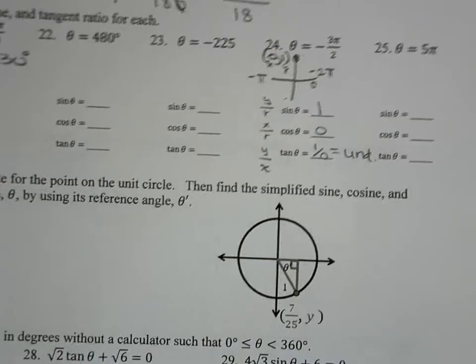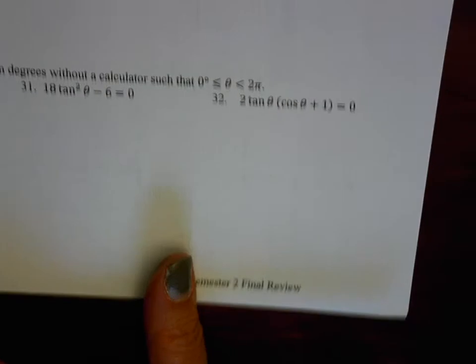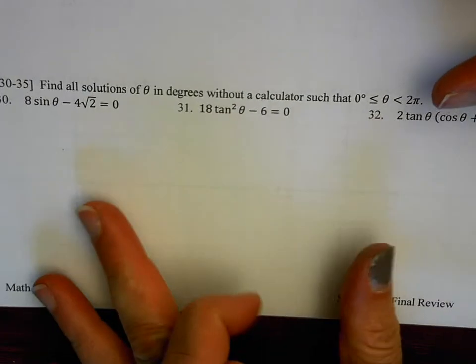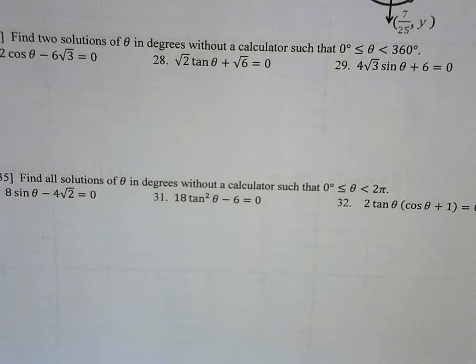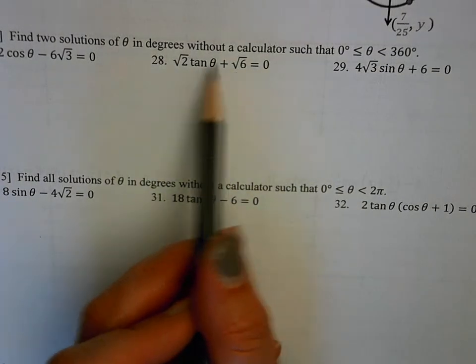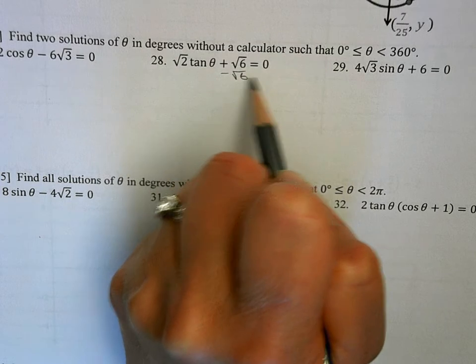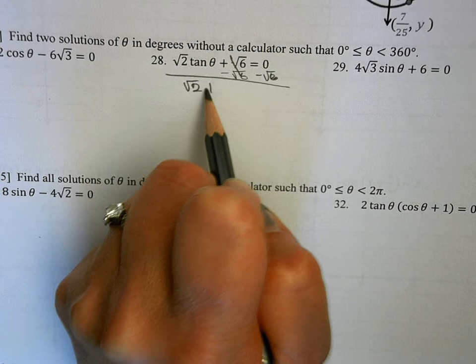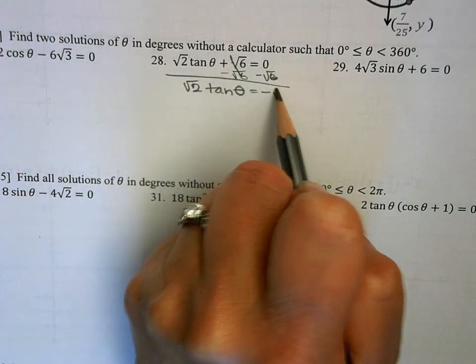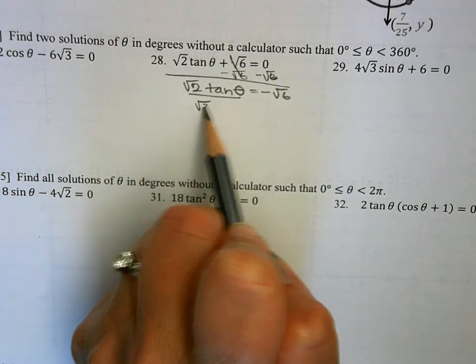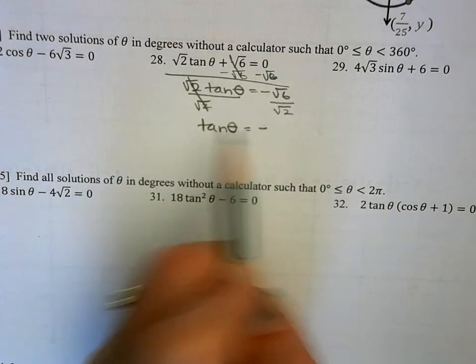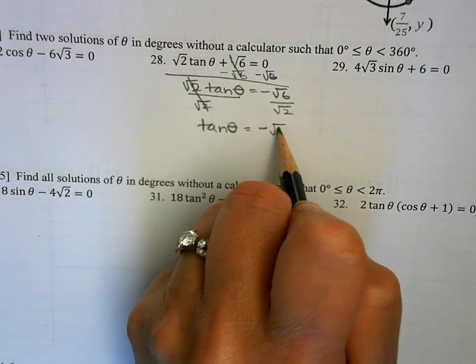And then let's take a look at solving. So let's jump down to the bottom here. Let's take a look at 28. For 28, I want to isolate the trig function, so I'm going to subtract root 6. And then divide by root 2. And then 6 divided by 2 is 3, so it'll be square root of 3.